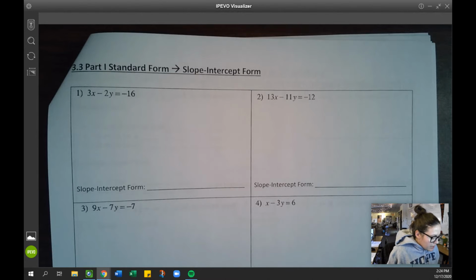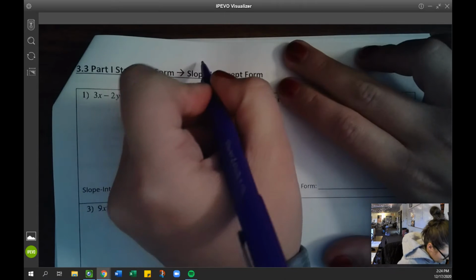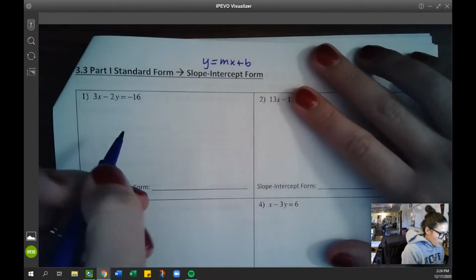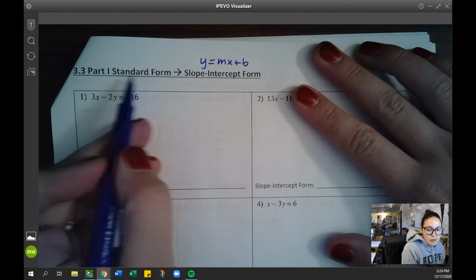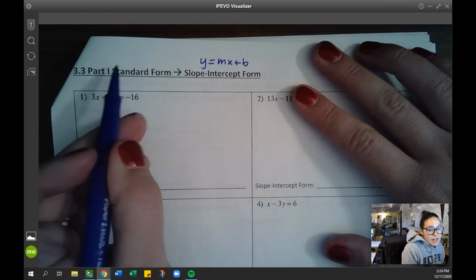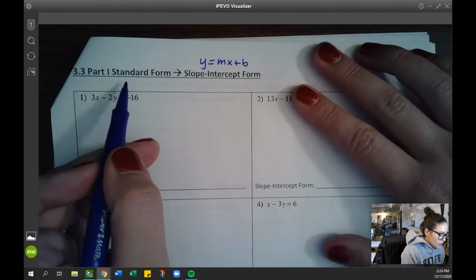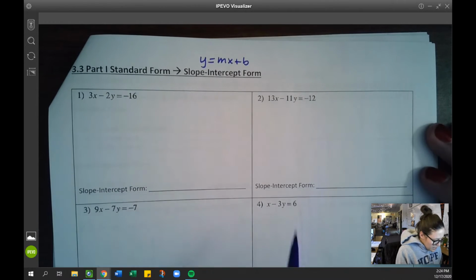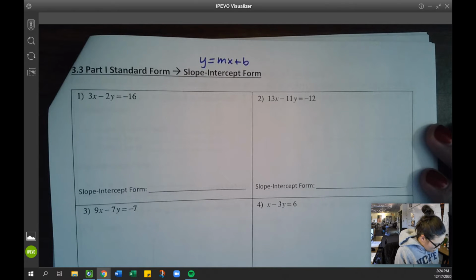Now, you guys are familiar with slope-intercept form. Y equals mx plus b. You may or may not be familiar with another way of writing linear equations, which we call standard form. And all of these equations on this page, on page 9, are written in what we call standard form.